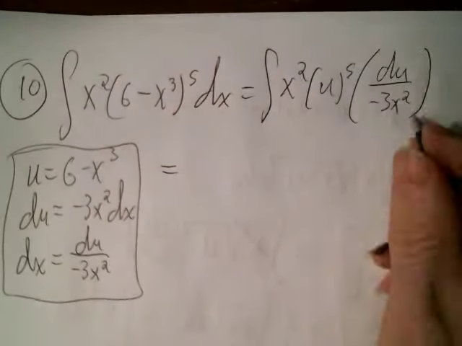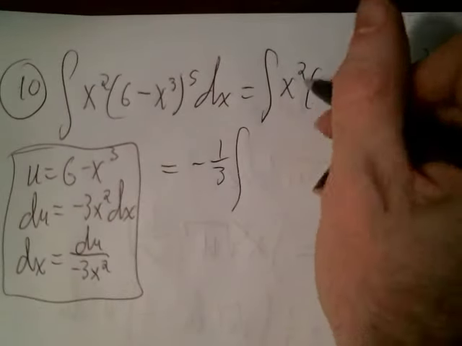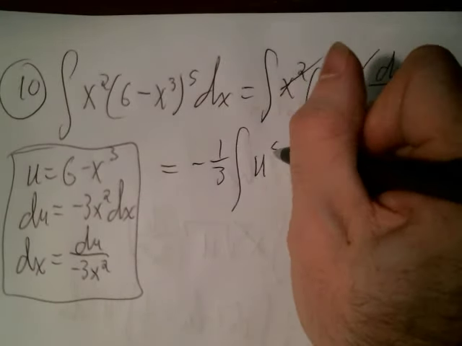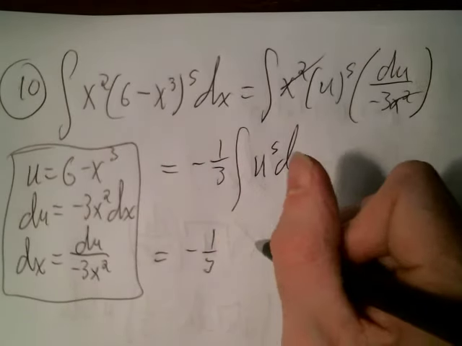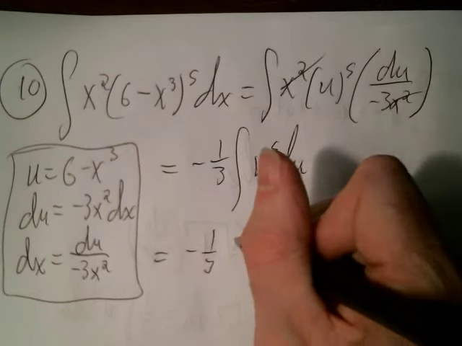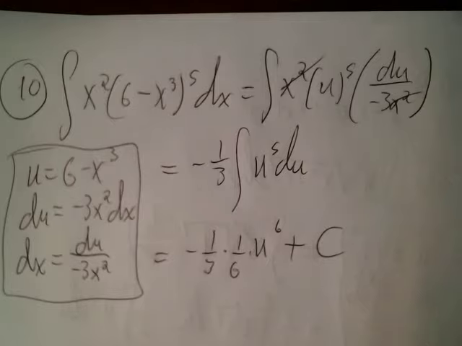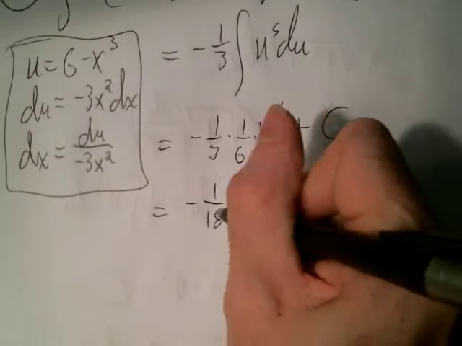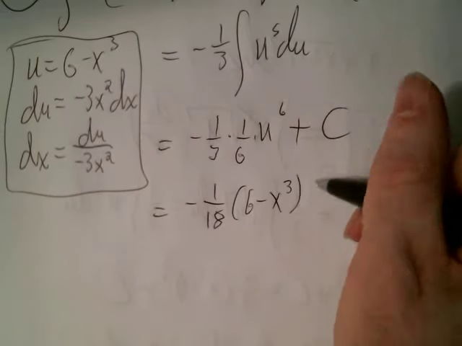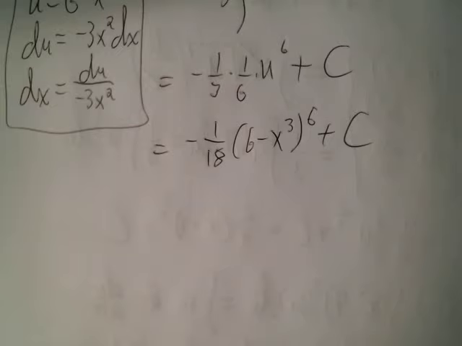Okay, so the constant I can pull out is a negative 1/3. The x squareds divide out, and I'll have u to the 5th du. So you end up with negative 1/3 times u to the 6 over 6, or in other words, 1/6 times u to the 6. And then you have to back sub, so this will be negative 1/18 times (6 minus x cubed) to the 6 plus c. Let's try 14.